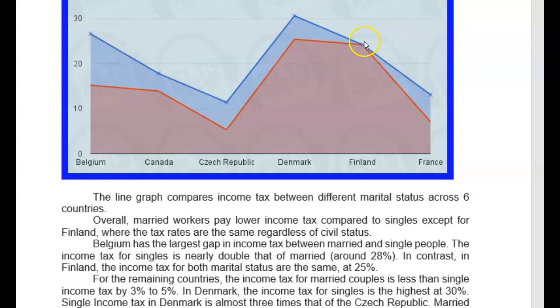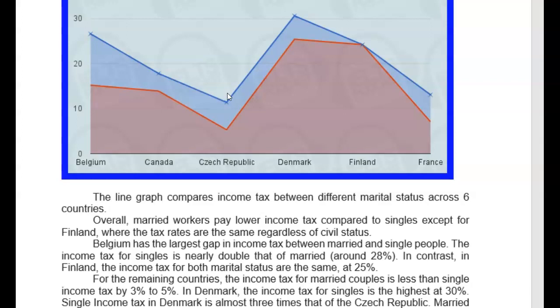I then would have talked about Finland and Belgium together. And then I certainly would have talked about Czech Republic. I don't know that I would need to go into the rest of those countries necessarily. So four countries for sure that I would talk about in terms of the singles. And then I would probably have a paragraph for the married people, and I would use a nice linker like, in contrast, the figures for married people were consistently lower.